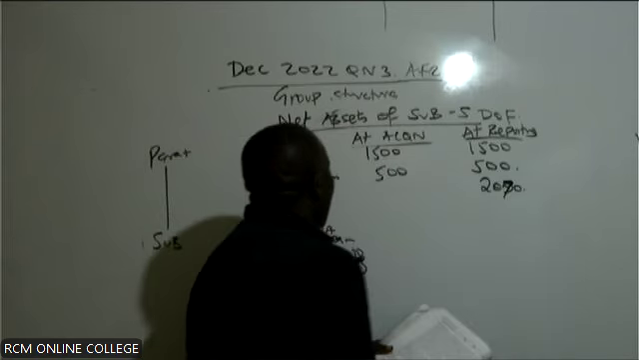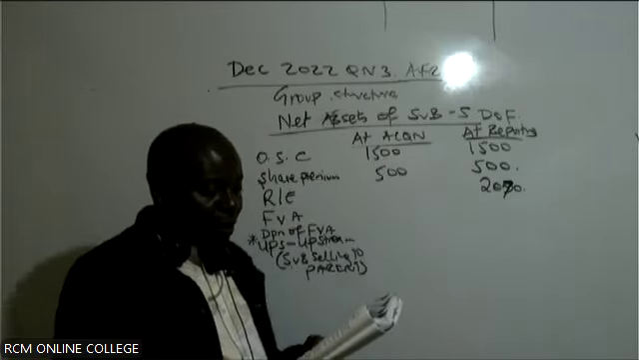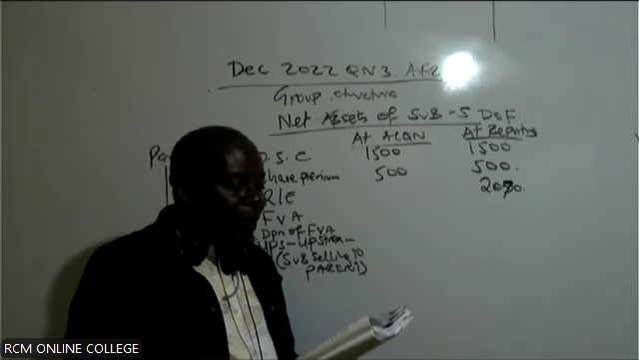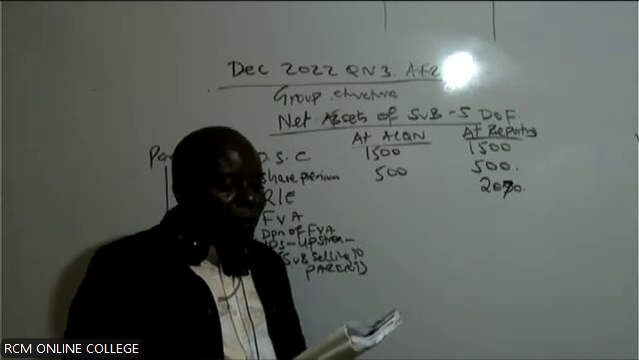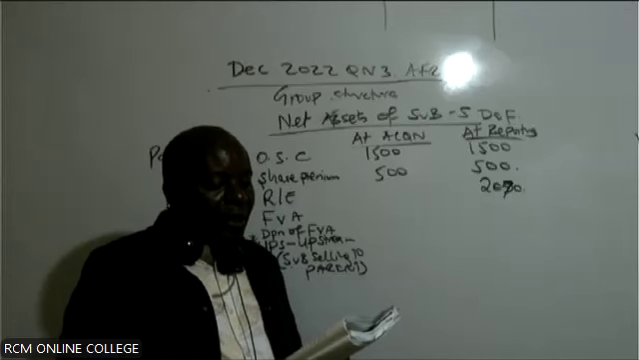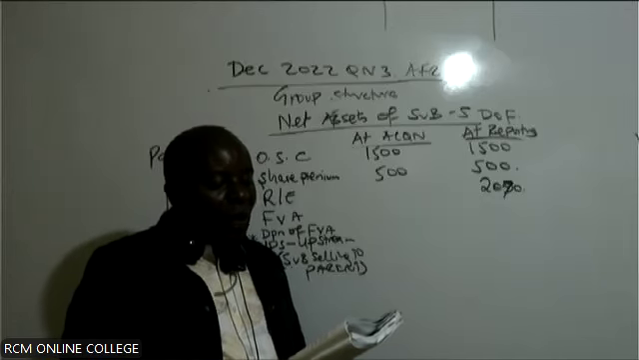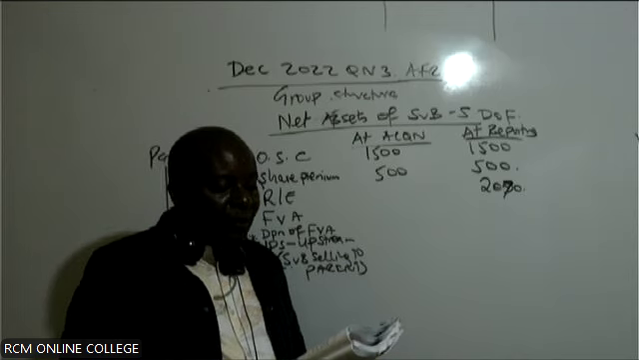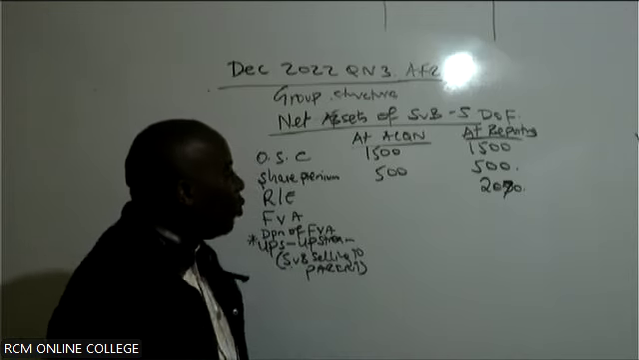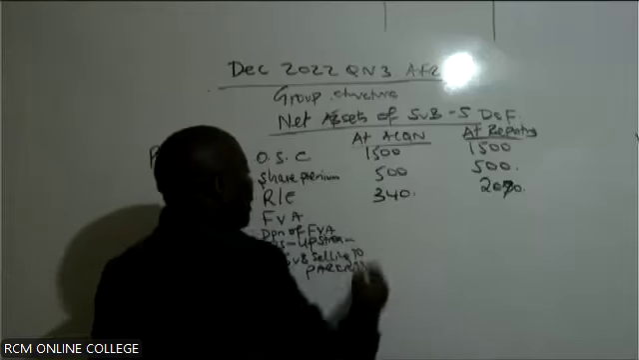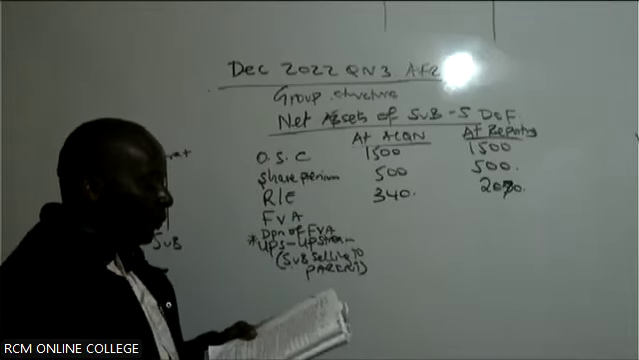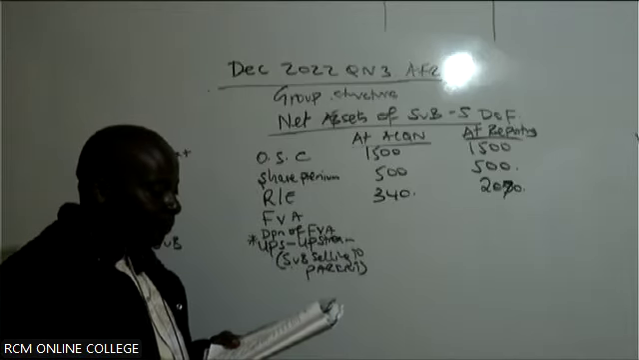2070. How about retained earnings at acquisition? You'll be able to see here in note number 1, H Limited acquired an 80% ordinary shareholding in S Limited on 1st November 2019, when the retained earnings of S Limited stood at 340. So retained earnings at acquisition is 340 like that.